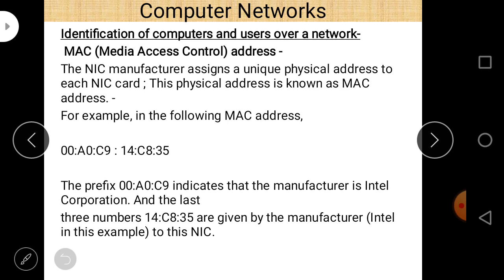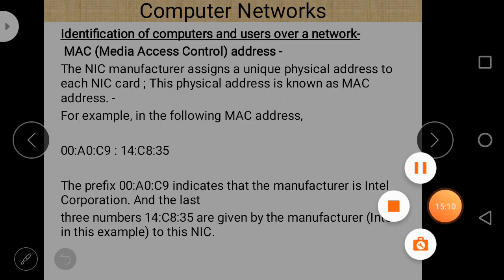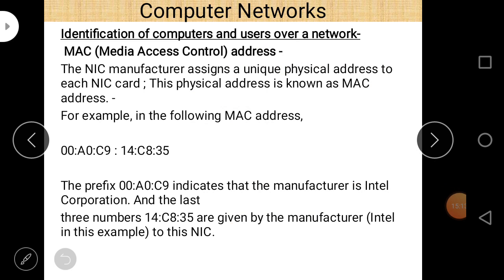Next important thing is MAC address and IP address. The question is how we can identify computers and users over a network. We can identify computers and users over a network using network addresses, and network addresses are basically of two types: MAC address and IP address. Full form of MAC address is Media Access Control Address. The NIC manufacturer assigns a unique physical address to each NIC card, and this physical address is known as the MAC address.